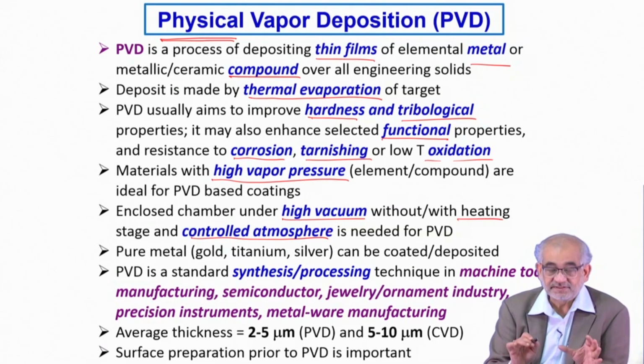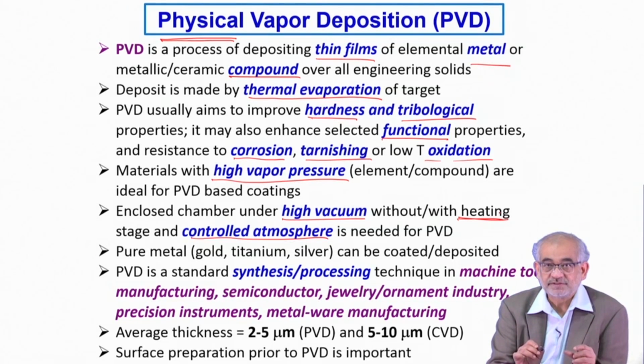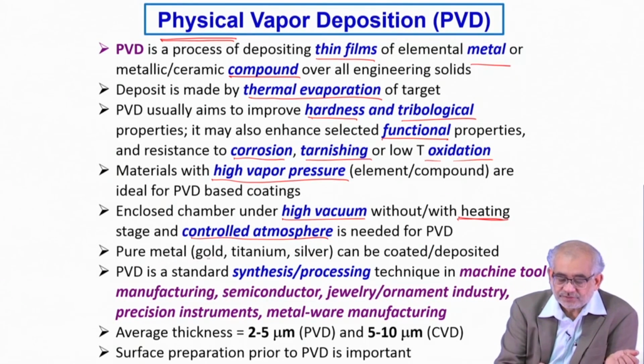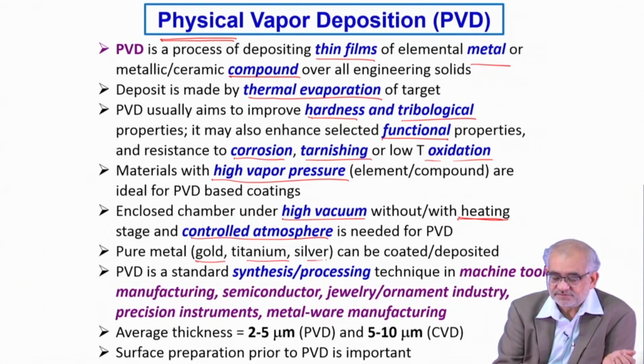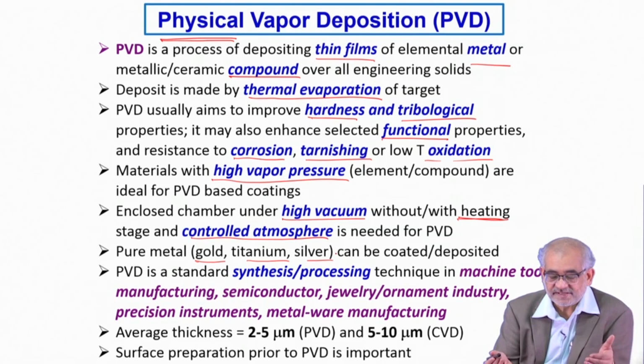But remember, the evaporation is done by heating, but this heating here refers to the possibility of heating the substrate, which you are getting coated. So you can coat pure metals like gold, titanium, silver, in special cases maybe chromium or nickel, but generally you choose metals which have fairly high vapor pressure.